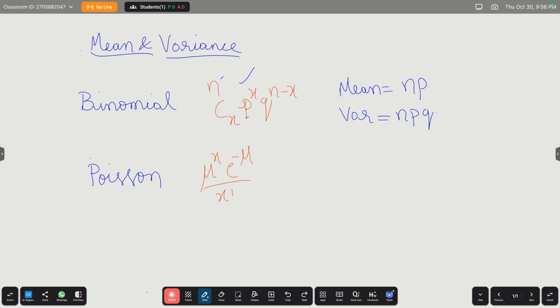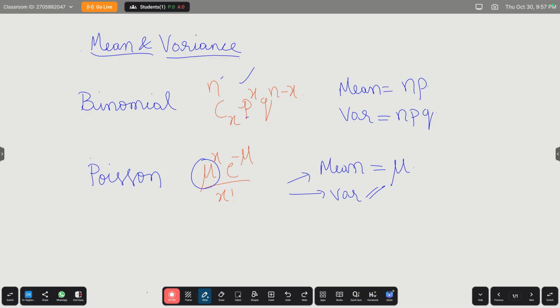In case of Poisson distribution, where PMF is mu power x e power minus mu divided by x factorial, the mean will be mu itself. Whatever mu we are using here, the same mu will be the mean, and variance will also be equal to mu. So in this class we will prove that the mean of binomial will be np, variance will be npq, and for Poisson, mean and variance both will be mu.